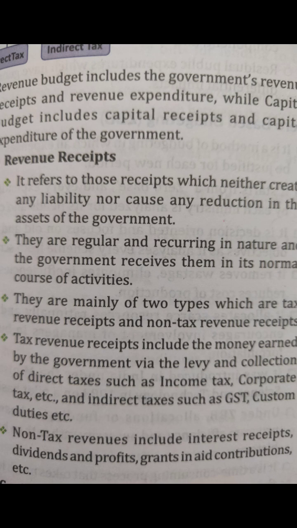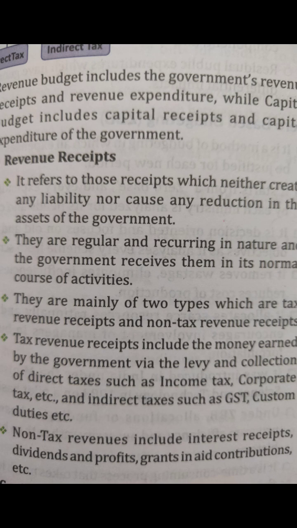B. Non-tax revenue. This is the money the government earns without collecting taxes. Examples of non-tax revenue. 1. Interest receipts. The government lends money to state governments or government organizations. When they repay the loan, they also pay interest, extra money, which becomes income for the government.